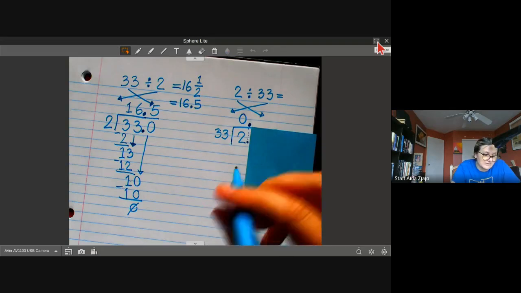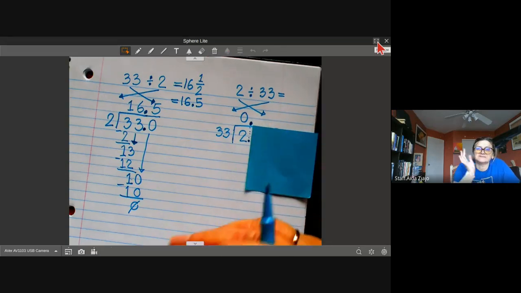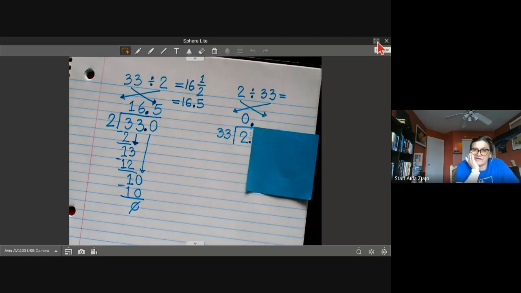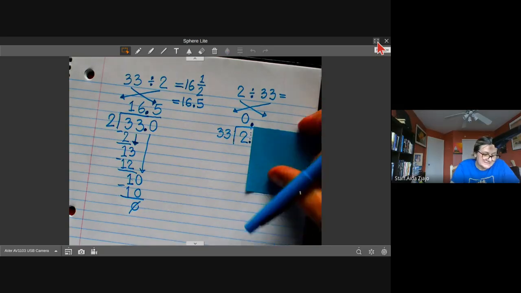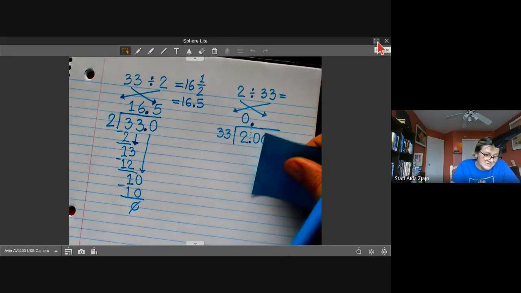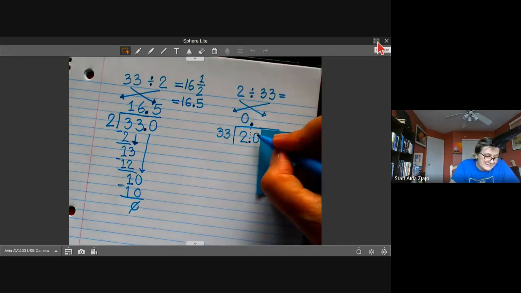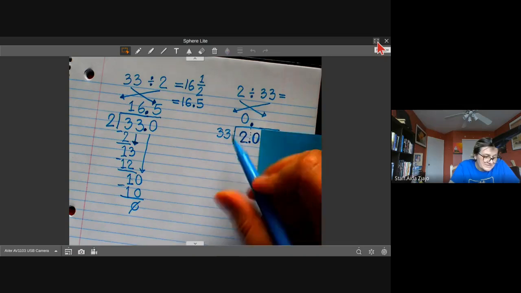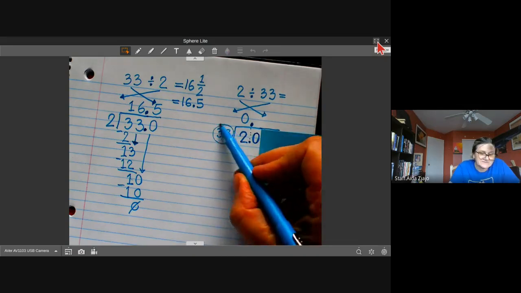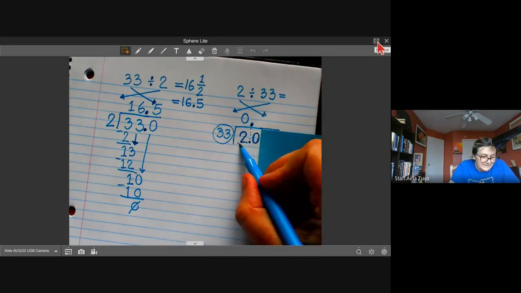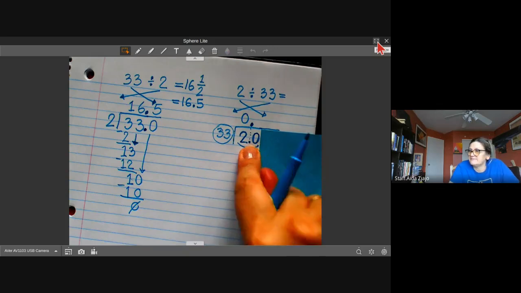I know then that my answer is going to be 0 point something, 0 and maybe tenths or hundredths or thousandths pieces. I'm allowed to change these $2 into 20 dimes or 20 tenths. So then I can think, 33 is my group, and now I have 20.